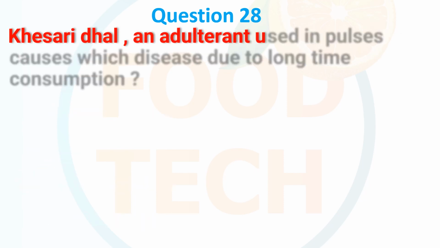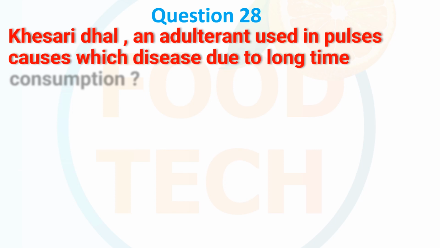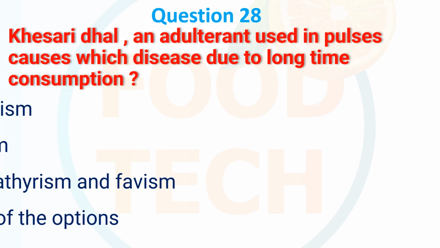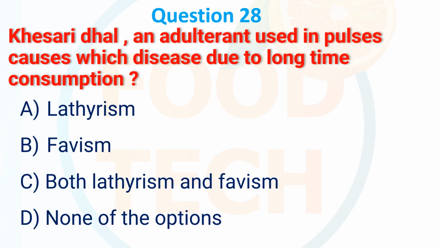Keshari dal, an adulterant used in pulses, causes which disease due to long-time consumption? A. Lathyrism. B. Favism. C. Both lathyrism and favism. D. None of the options. The answer is A.